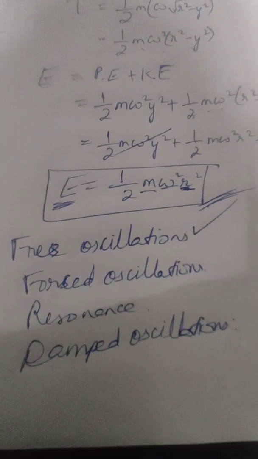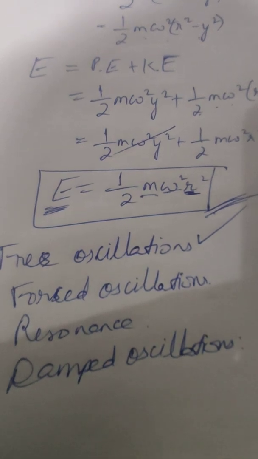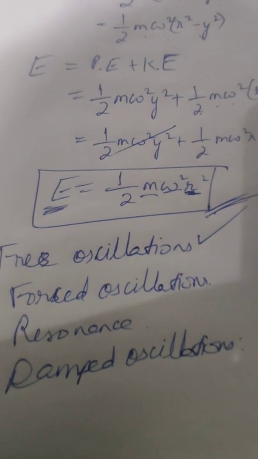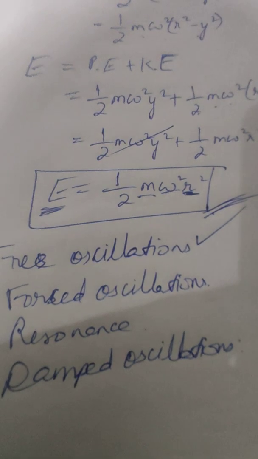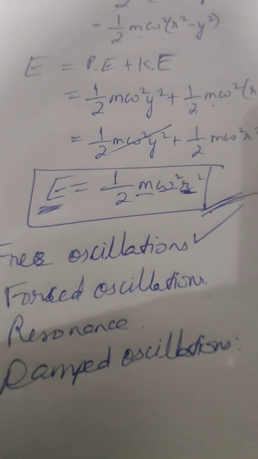Then what is forced oscillation? Forced oscillation, the oscillation produced by an oscillator when under the effect of an external force. Okay, under the effect of an external force.